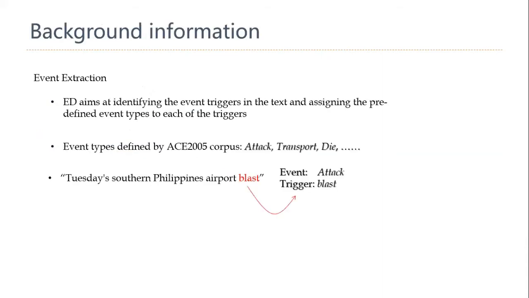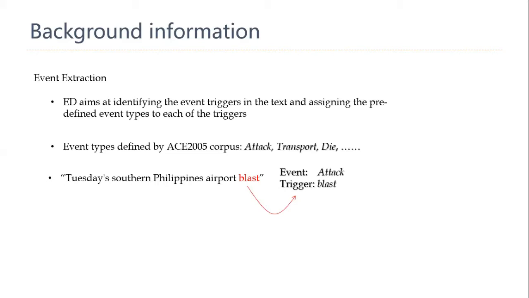Firstly, I would like to introduce the background of our research. As an essential subtask for information retrieval, event detection aims at identifying the event triggers in the text and assigning the predefined event types to each of the triggers. The event types are defined in the ACE 2005 corpus, such as attacked, transport, die, and so on.